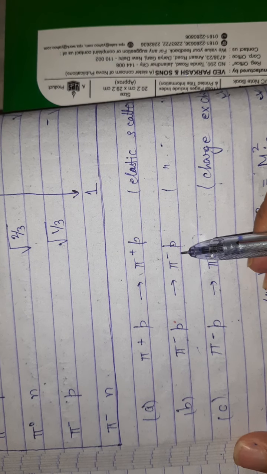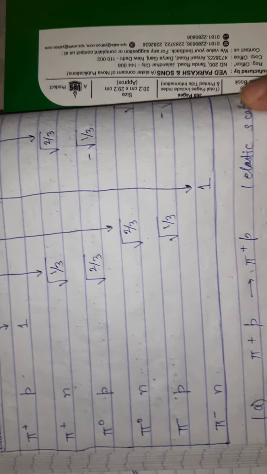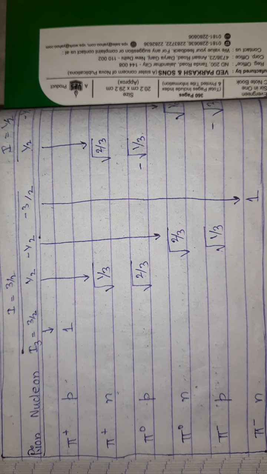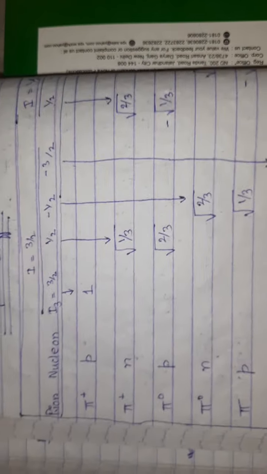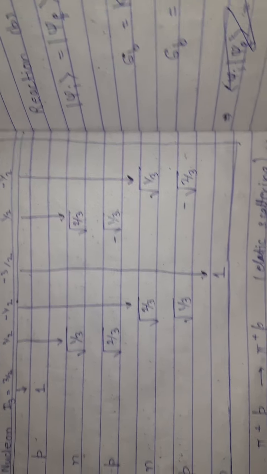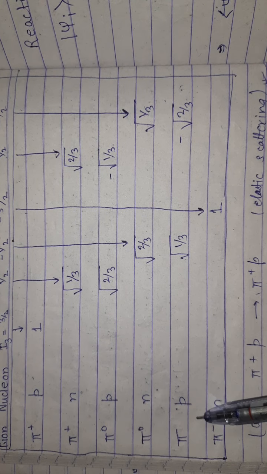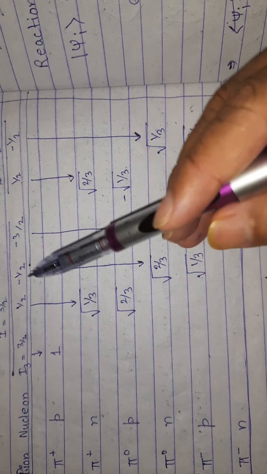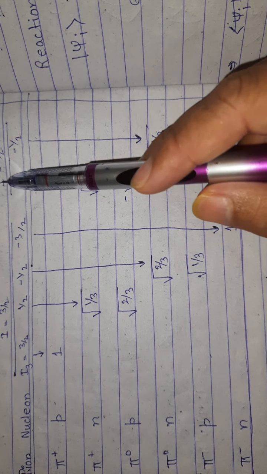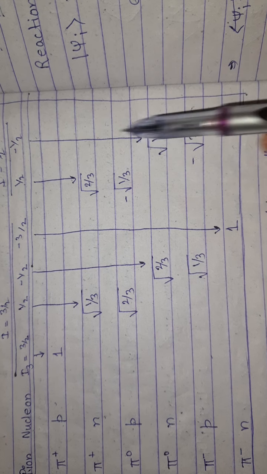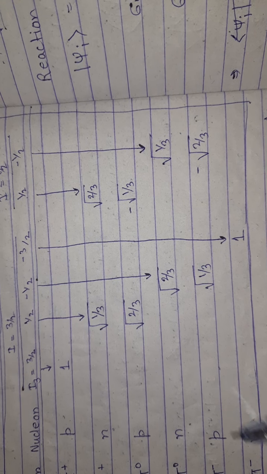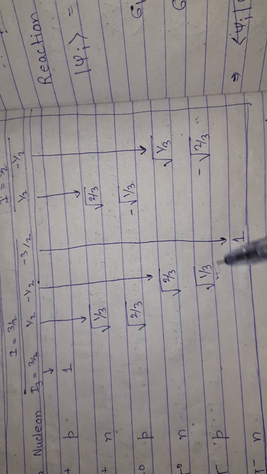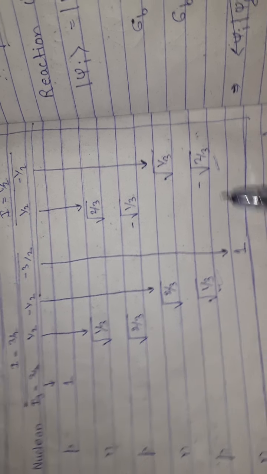In case of the second reaction, we have pi minus p tending to pi minus p. When we look at the CG coefficient table, where is the pi minus p? Here is the pi minus p, and pi minus p has I equals 3 by 2 component with I3 equals minus half, and I equals half component with minus half. So root under 1 by 3 and minus root under 2 by 3 are the components.